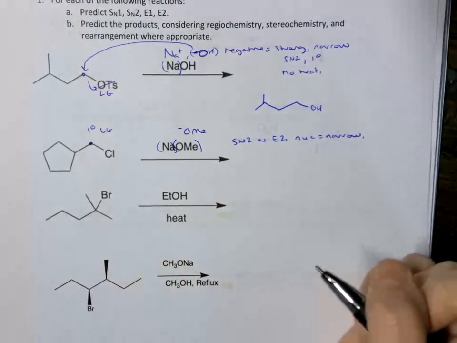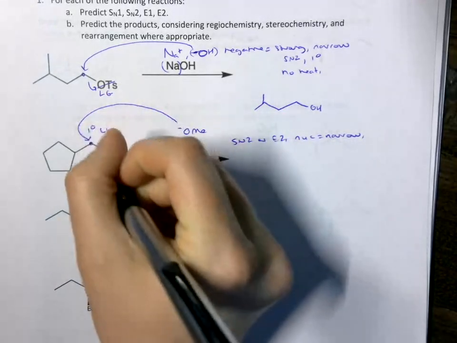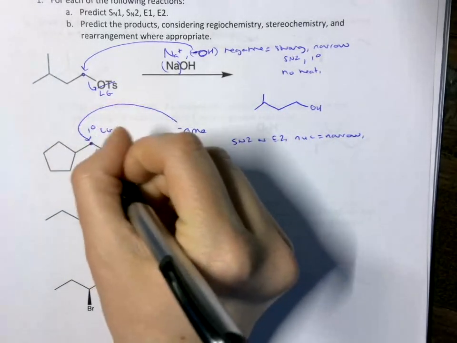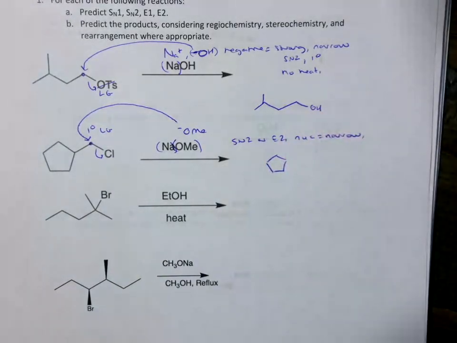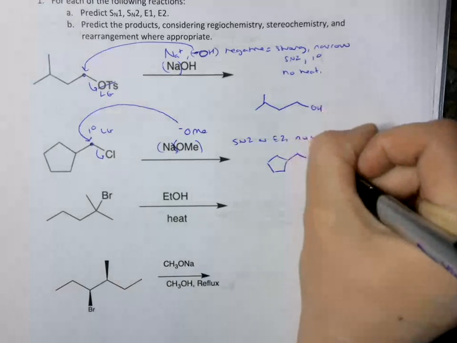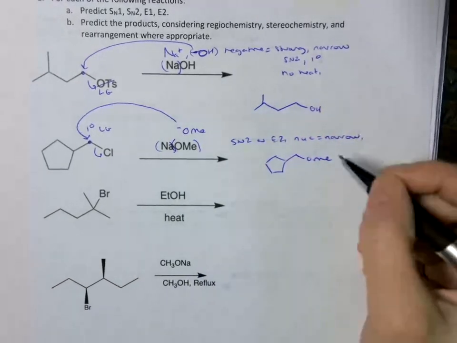So that still makes me think it's going to go E2. So then again, we have SN2, not E2. So we have our nucleophile attacks from the backside and kicks out our carbon, and our final product would look like this. If you drew it with the methyl, that's okay too.